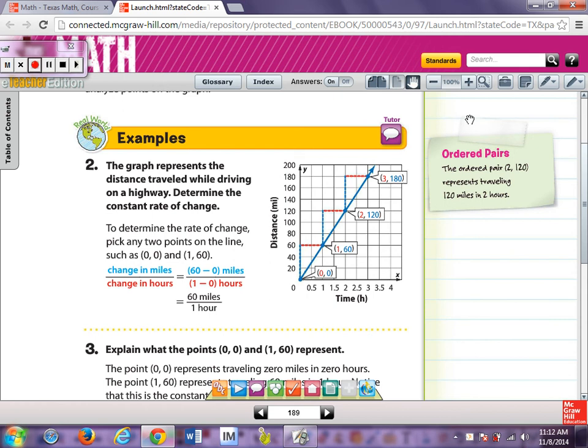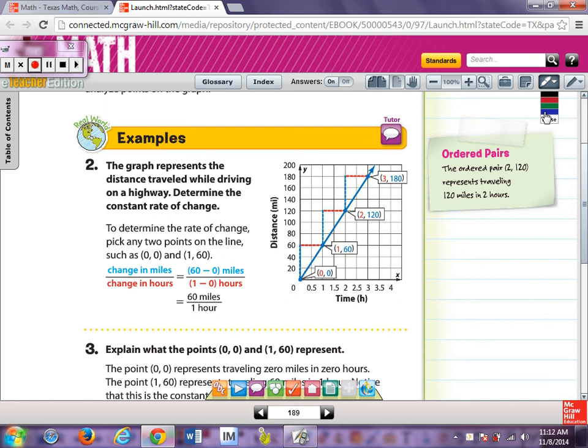And believe me, I've worked with students long enough to know that most of you guys would rather look at a picture than read a story. But nonetheless, we're going to look to see how both of them work together. So in example 2, it says, the graph represents the distance traveled while driving on a highway. Determine the constant rate of change.